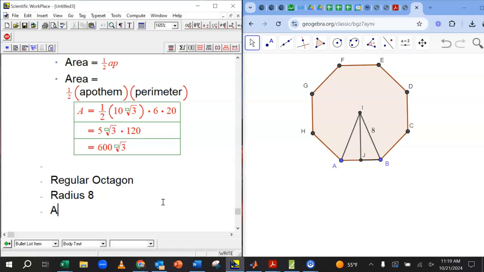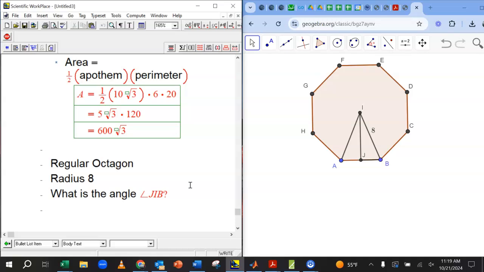So the key is, what is the angle JIB? Because if I know that, then I've still got a right triangle here. I can still do trig, but I'm going to have to use calculator trig and not this kind of fairly pretty, don't have to go to the calculator special triangle stuff.